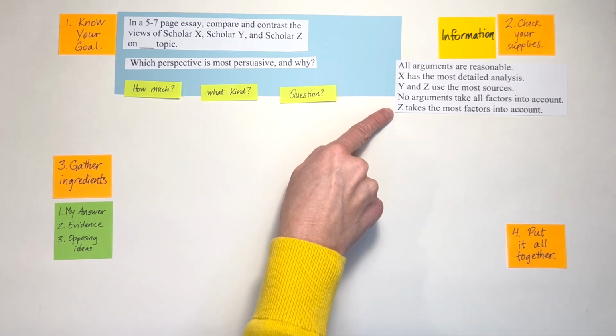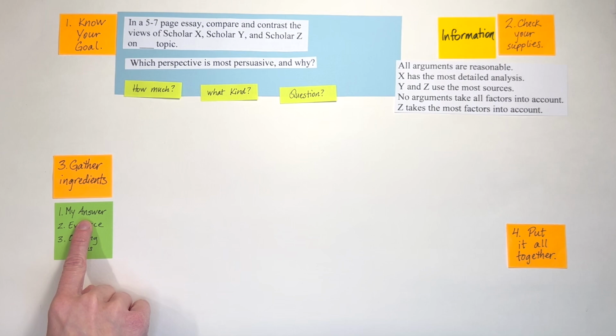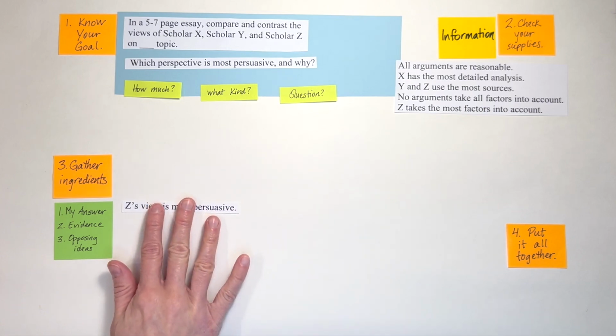And again, in a real scenario, I'd be making a much more detailed list here. This is just a shortened list for our example. Now moving on to step 3, gather ingredients. Let's imagine I've taken a long time to read over the articles and consider their pros and cons, and I've decided that Z's view is the most persuasive.